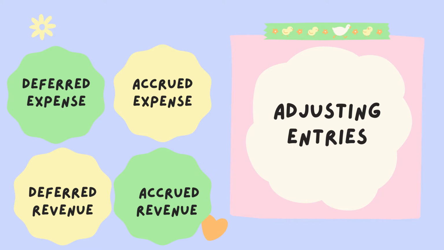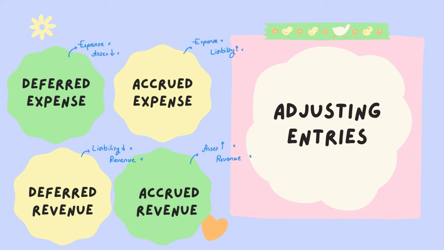Deferred expense, it means I paid in advance before it's incurred. Deferred revenue, it means I received an advance before it's earned. Accrued expense, it means the expense is incurred, it's used, but I did not pay yet. Accrued revenue, it means it's earned, I provided the service, but I did not receive the money yet. So today we're gonna talk about accrued expense.